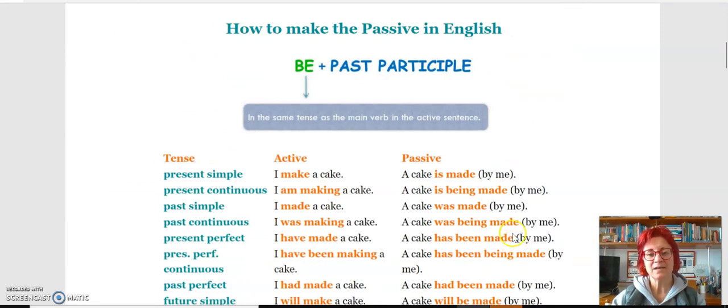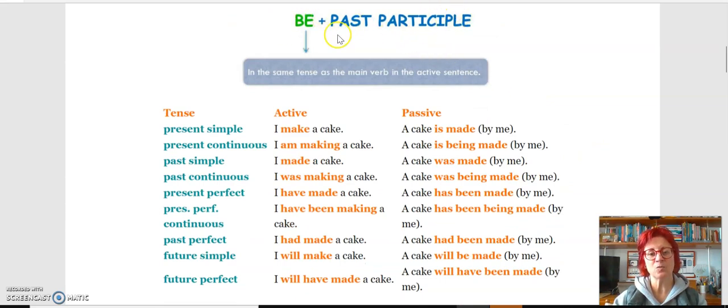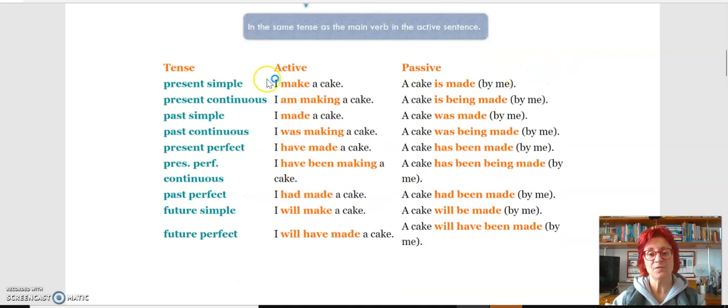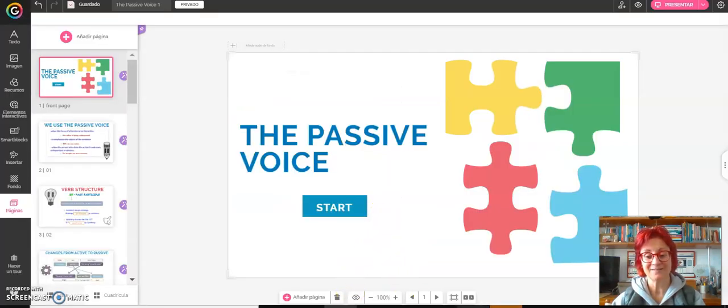How do we make the changes between active and passive? Well, this is the golden rule. You always use the verb to be as the auxiliary for the passive, followed by the past participle. But depending on the verb of the active sentence, the verb to be has to be in the same tense as the main verb in the active sentence. Let me show you these changes. Well, all these changes are very clearly explained in the presentation I mentioned before, in this one, right?